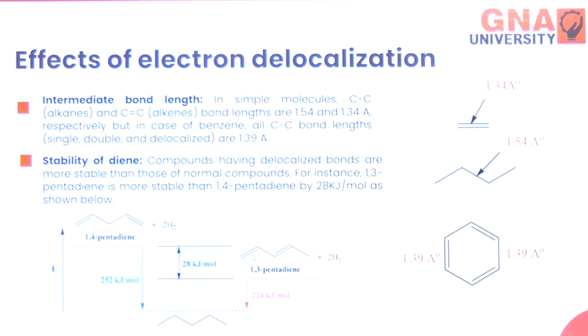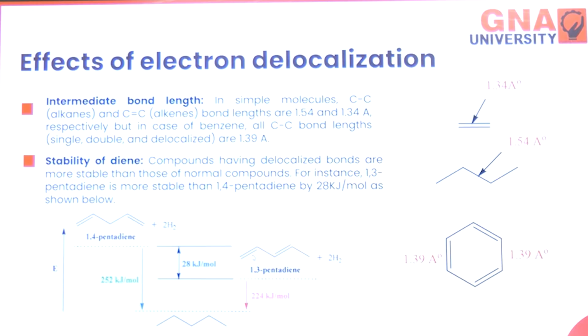So in case of benzene, the bond length is neither 1.54 angstrom nor 1.34 angstrom. It remains intermediate between a single bond and a double bond. It has an intermediate bond length which is lesser than the single bond and larger than the double bond. Whether it is a double bond of the benzene or a single bond of the benzene, it has the same bond length, that is 1.39 angstrom.